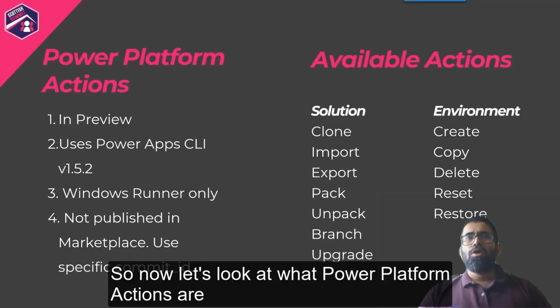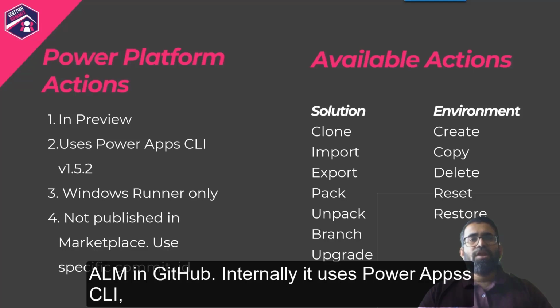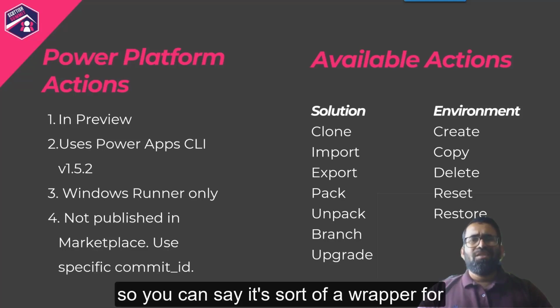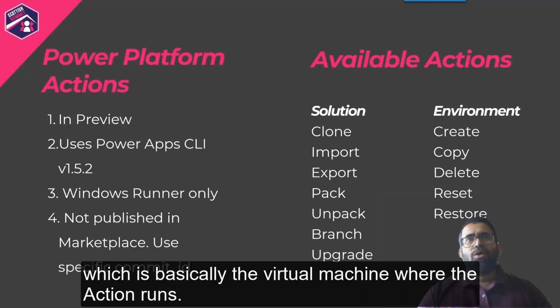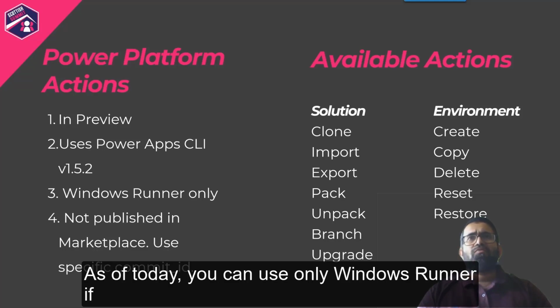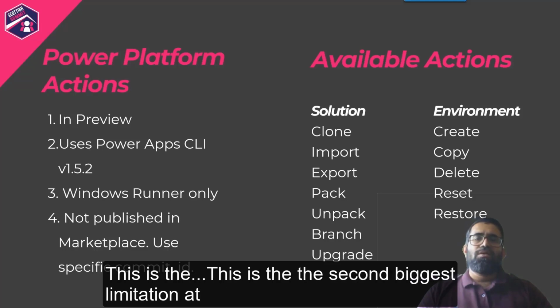So now let's look at what Power Platform actions are. Power Platform Action is Microsoft's official tool or extension for supporting Power Platform ALM in GitHub. Internally, it uses Power Apps CLI, so you can say it's sort of a wrapper for the CLI. We talked about runners in the beginning, which is basically the virtual machine where the action runs. As of today, you can use only a Windows Runner if you're creating workflows using the Power Platform Action. This is the second biggest limitation at the moment.